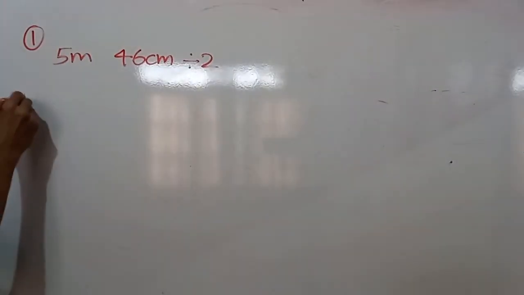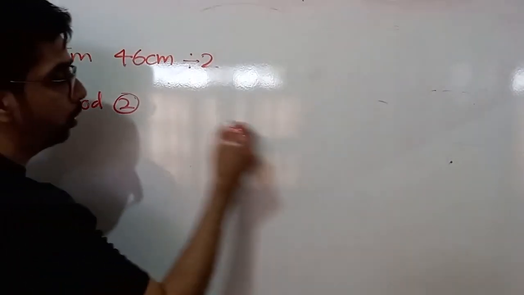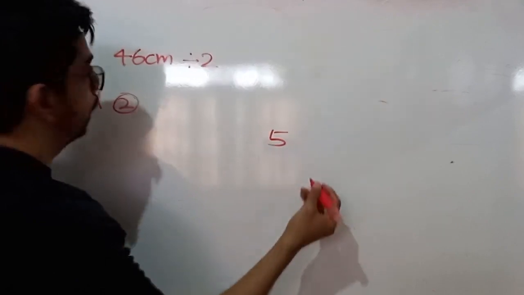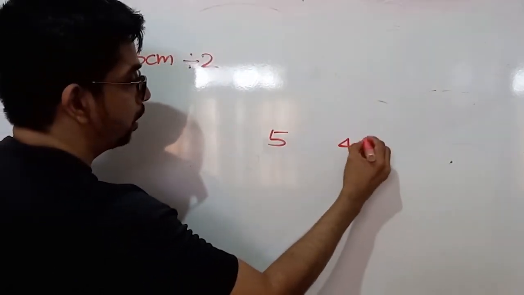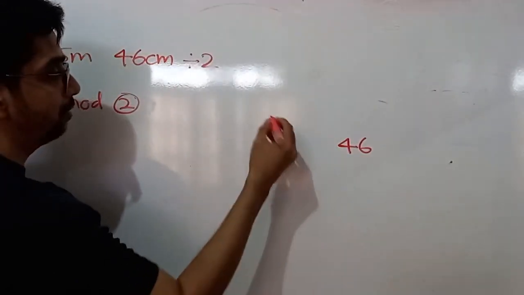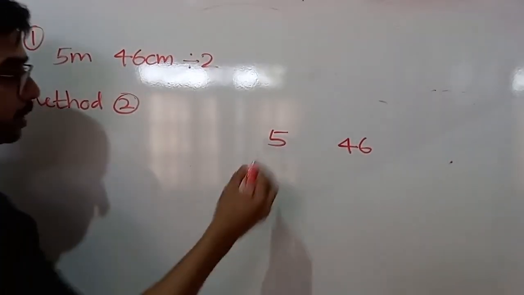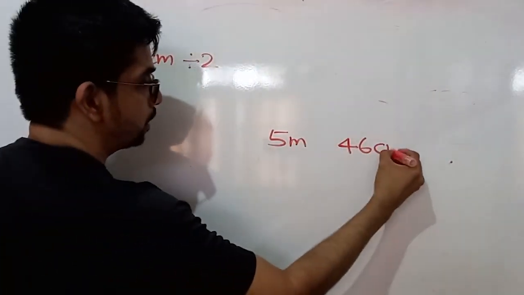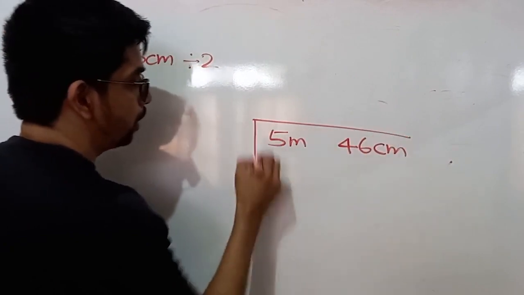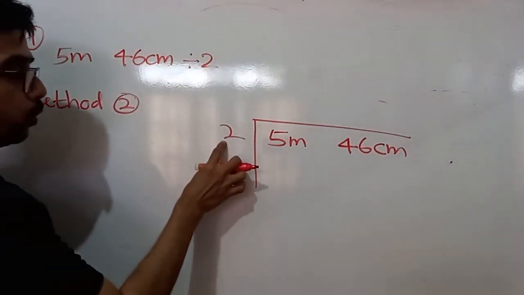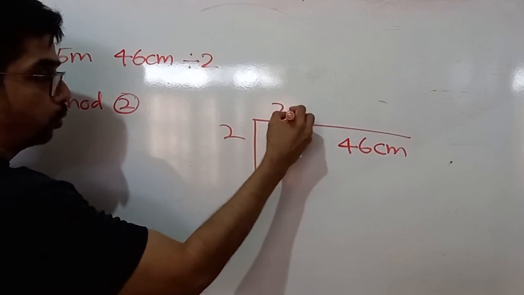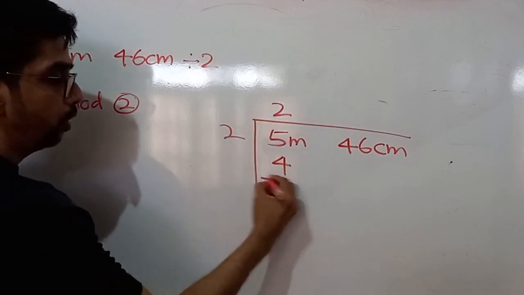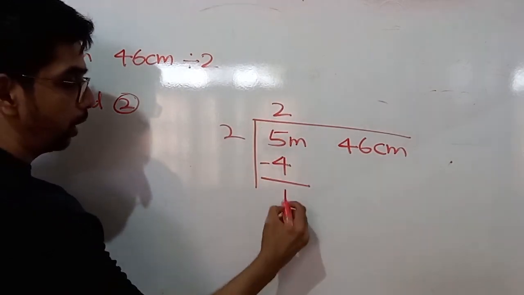Right? Method number 2. So in method number 2, we take 5 meters and 46 centimeters and we will just divide it. Now we will divide this by 2. How many 2's are there in 5? We can go up to 2. 2 times 2 is 4. 5 minus 4 is 1.